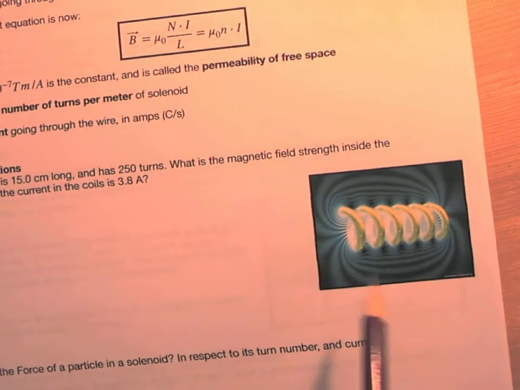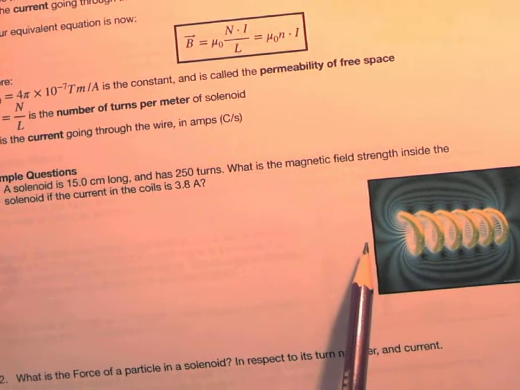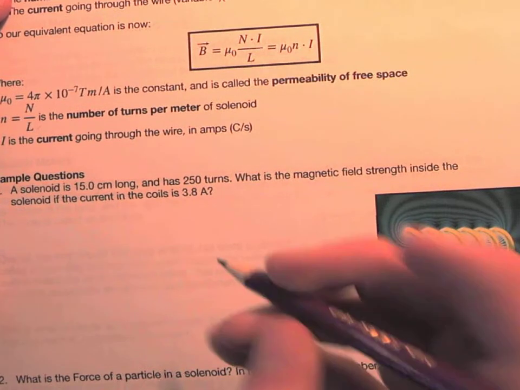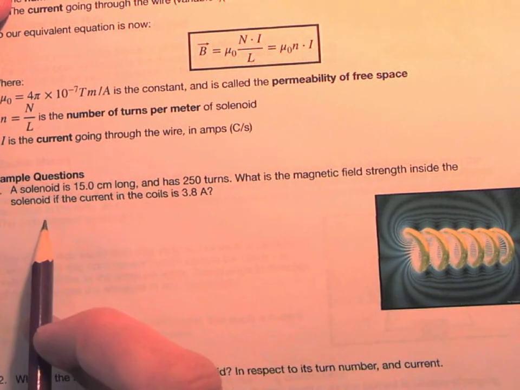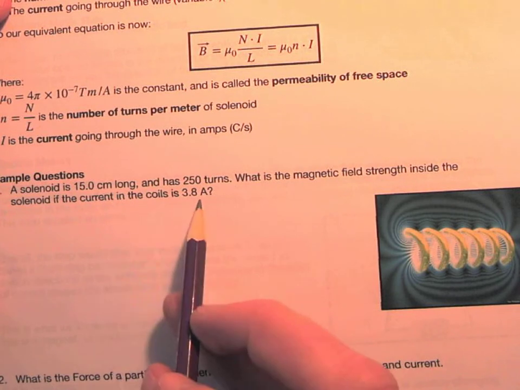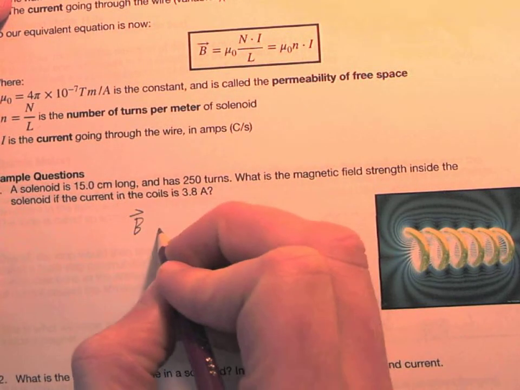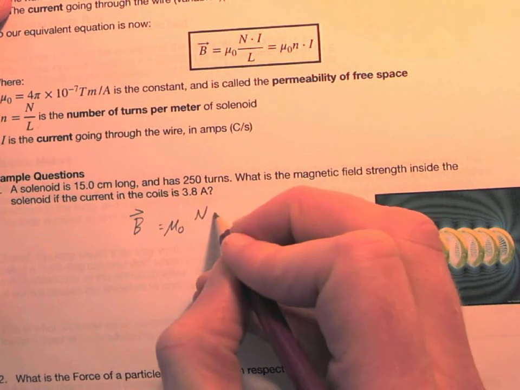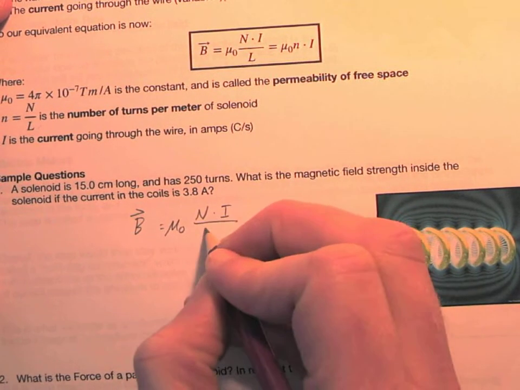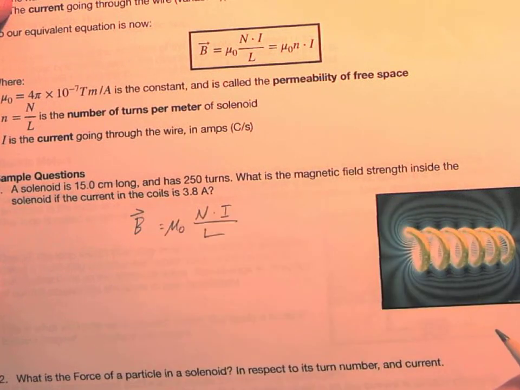So here's a picture of a 3D solenoid, and you can see the magnetic field lines all going into it. Alright, a solenoid is 15 centimeters long and has 250 turns. What is the magnetic field strength inside the solenoid if the current in the coils is 3.8 amps? So we can have B equal to mu naught times the number of turns times the current, divided by how long the solenoid is, which will give us our B value.